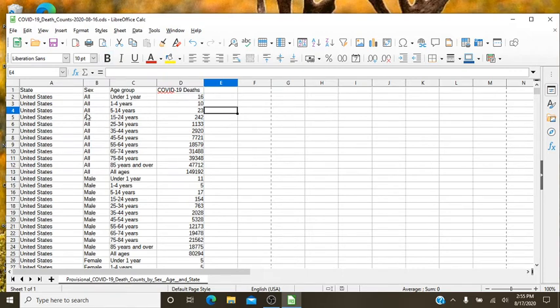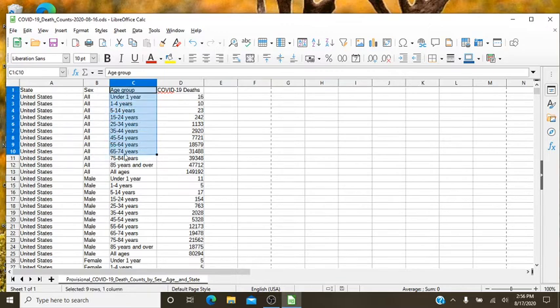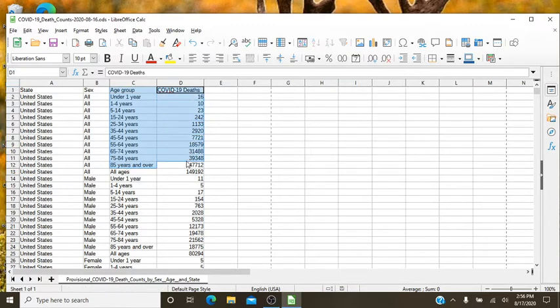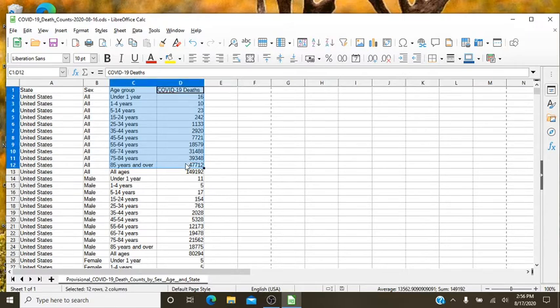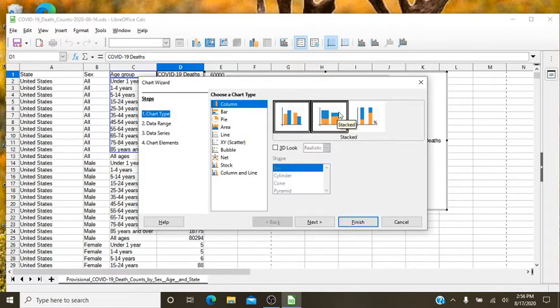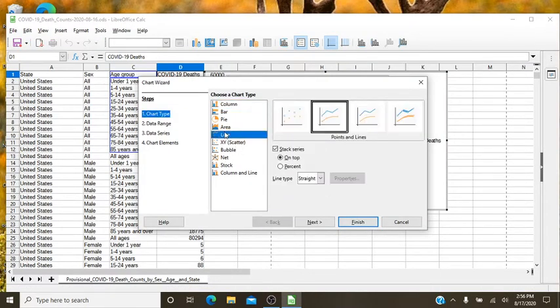A couple of very simple U.S. reports. Again, this is all sexes, probably including others. So let's look at a plot of the COVID-19 deaths by age group for the entire U.S. Let's do a line plot. Finish.